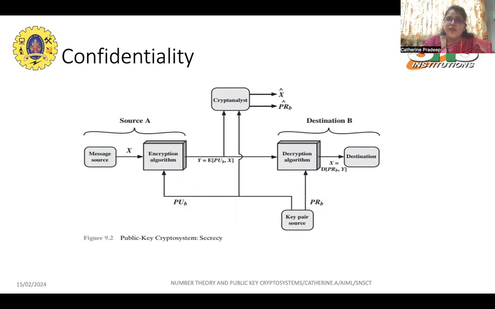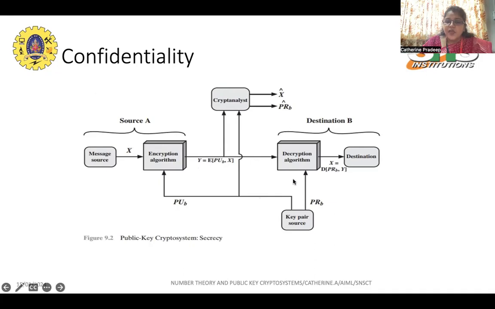In that case, you have to encrypt with the public key of the recipient, so who will be able to decrypt? Only the recipient will be able to decrypt the message. So for example, here the message source X is being encrypted using some encryption algorithm. And if you want the message to be confidential, or you don't want anybody else to see the message, obviously you have to take the recipient's public key and encrypt the message. So the ciphertext Y is achieved by making use of E, the encryption algorithm, the public key of the recipient, and the plain text.